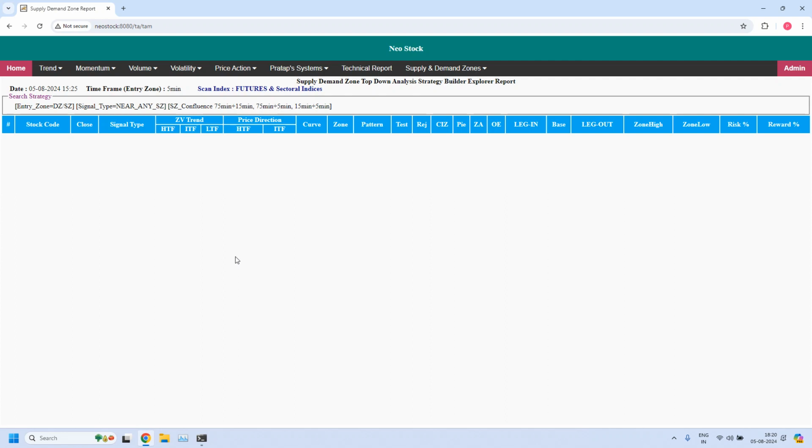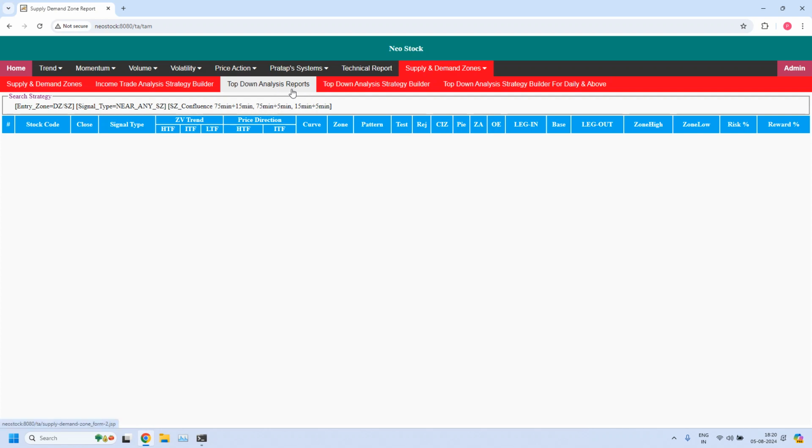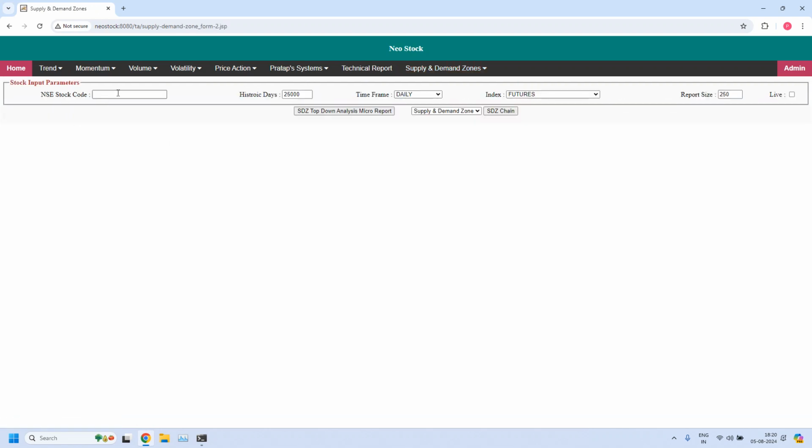So this is about stocks near demand and supply zones, and we also identified daily and 75 minutes high liquidity zones, and also 15-minute zones and 5-minute zones having confluence with the ITF time frame and also the HTF time frame. The next one we will start with the NIFTY and BANKNIFTY supply demand zone chain. First let's start with NIFTY 50.